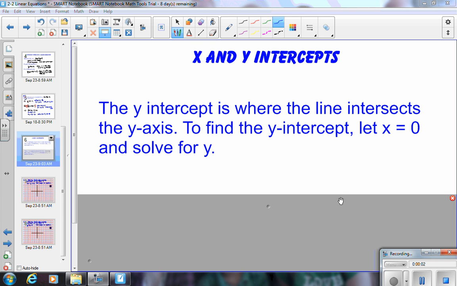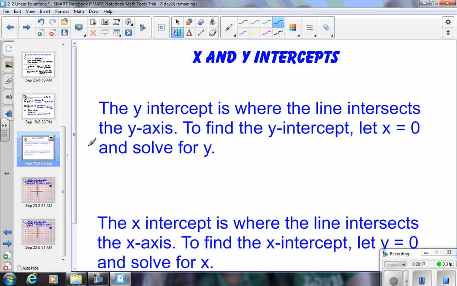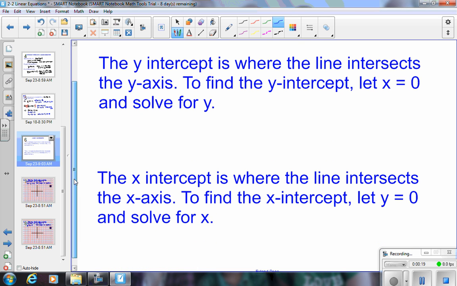Next, we're going to talk about x and y intercepts. The y-intercept is where the line intersects the y-axis. To find the y-intercept, you let x equal 0 and you solve for y. The x-intercept is where the line intersects the x-axis. To find the x-intercept, you let y equal 0 and you solve for x.